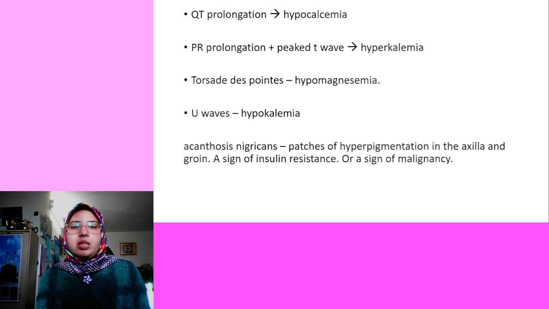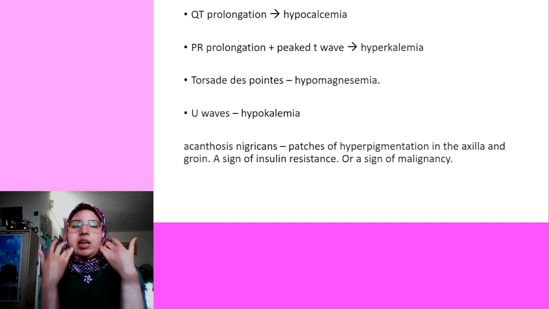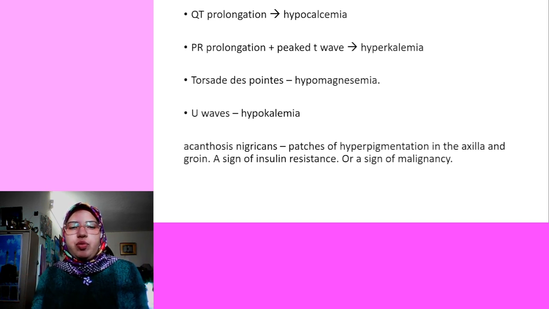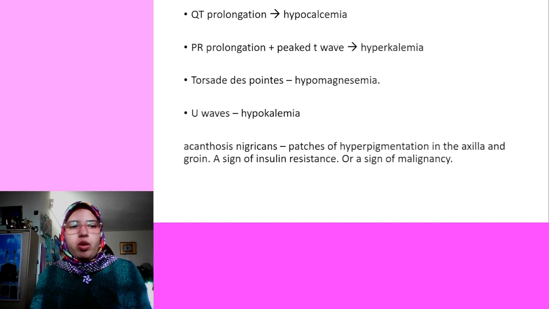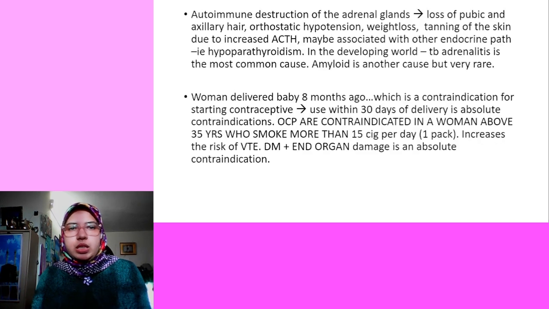Acanthosis nigricans is patches of hyperpigmentation that occur at the back of the neck and in the axilla. It's a sign of two things: insulin resistance, or a sign of malignancy like GI cancer. So if you find a patient who is using the bathroom a lot, drinking a lot of water, and who also has these pigmentations on their axilla and the back of their neck, that is a sign of insulin insensitivity because they're headed towards progression into diabetes.